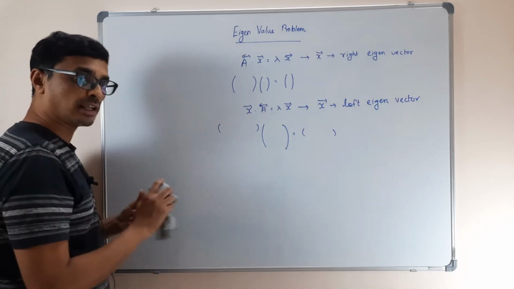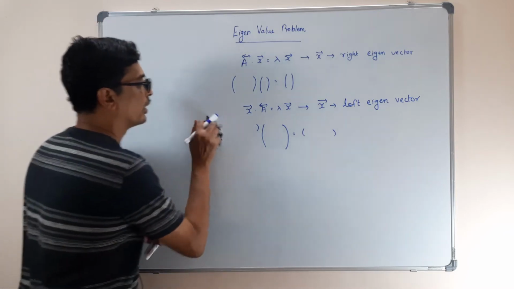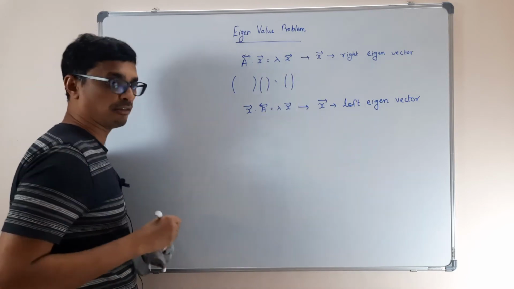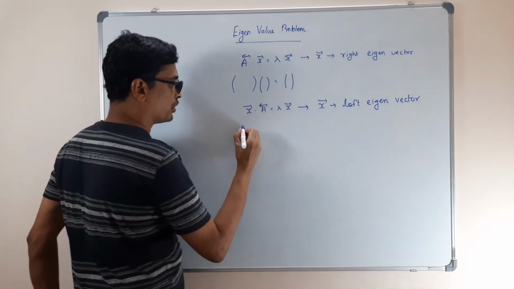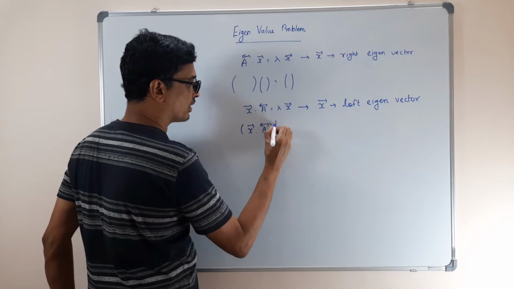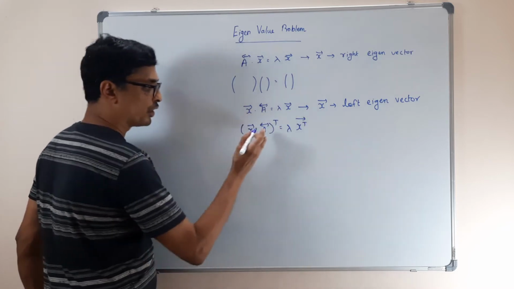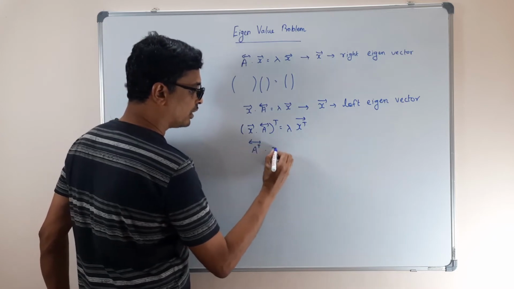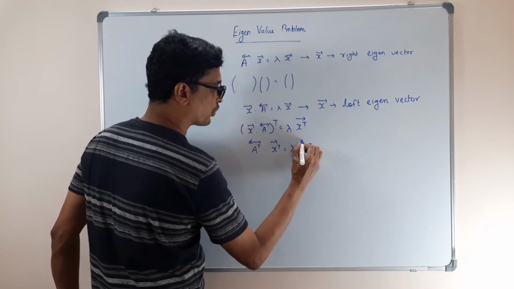Though we may use different methods, let us take this problem, the left eigenvector problem. If I take a transpose on both sides, what you are going to have is X vector A matrix transpose equal to lambda X transpose. So now this will be A transpose dot X transpose equal to lambda times X transpose.